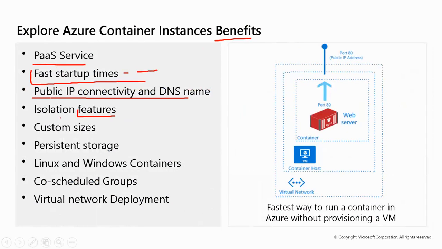The features are going to be isolated. So that means I don't have everything in the same machine. Each one is working with its own resources. The size can be customizable. The storage, as I said, is persistent. I can create groups and, of course, create a virtual network deployment. You've seen that in pretty much all of the resources, we create groups, right? So that's a lot of the thing they ask you during the test.